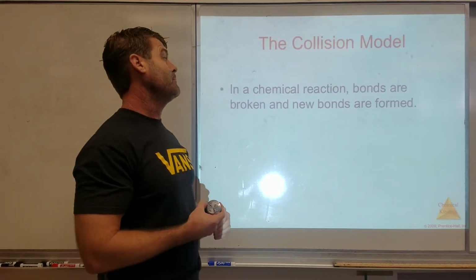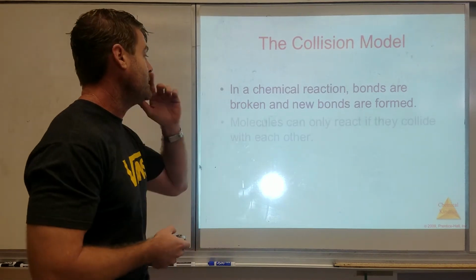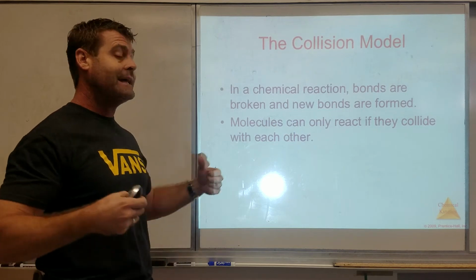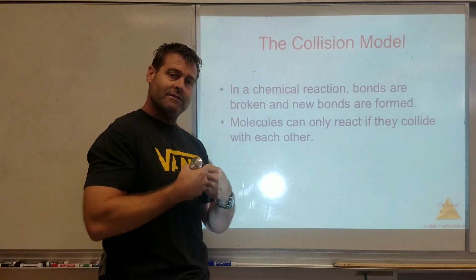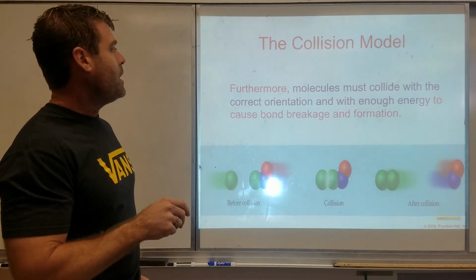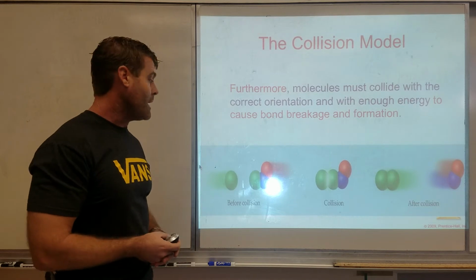Collision model. In a chemical reaction, bonds are broken, new bonds are formed. That's what's happening in a chemical reaction. And in order to do that, molecules can only react if they collide with each other, right? So they have to have sufficient energy in order to break the existing bonds. Not only that, molecules must collide with not only enough energy, they also have to have the correct orientation.